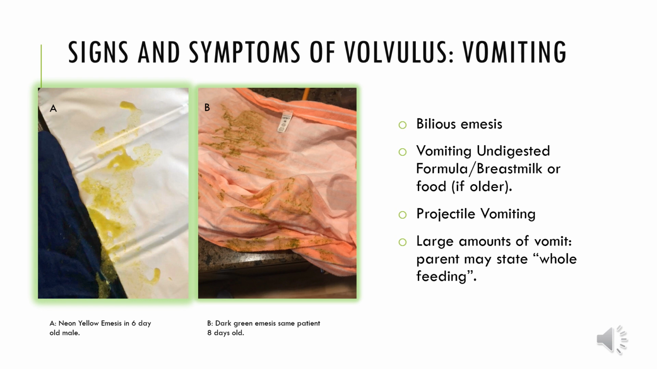Picture A's emesis is neon yellow. You can see that the undigested bile salts are mixed with white formula, creating a yellow color. In picture B, the emesis is dark like ground kale. The bile salts had nothing to mix with, leading to the dark green color.